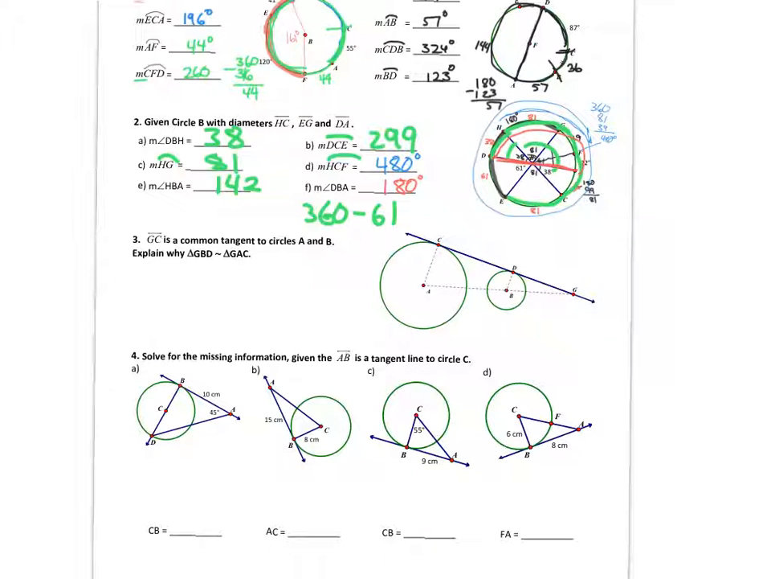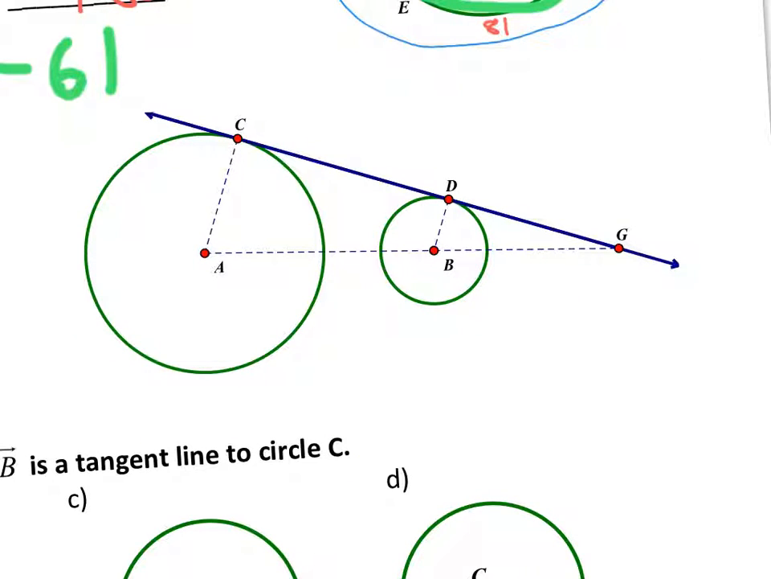So looking into this. Line GC is a common tangent because a tangent line is a line which hits the circle only once. So from our prior lesson, what we can do when we have a tangent line is we can draw in the right angle between the tangent line and the radius. So that's this right angle here.